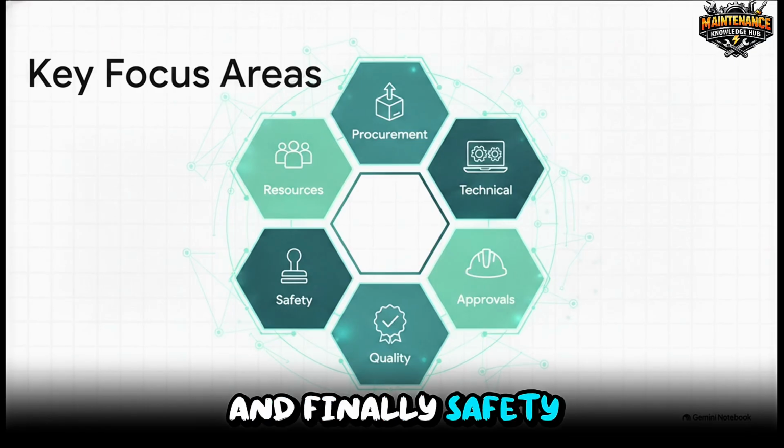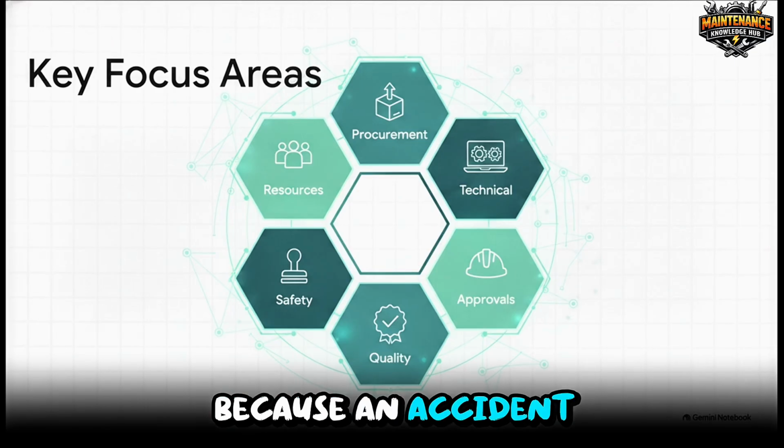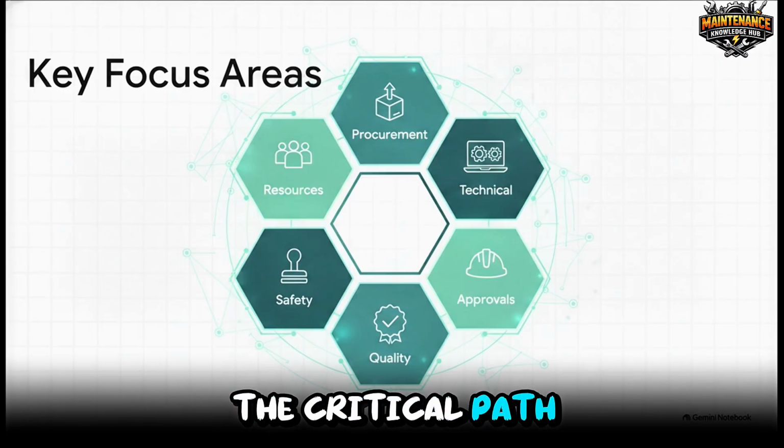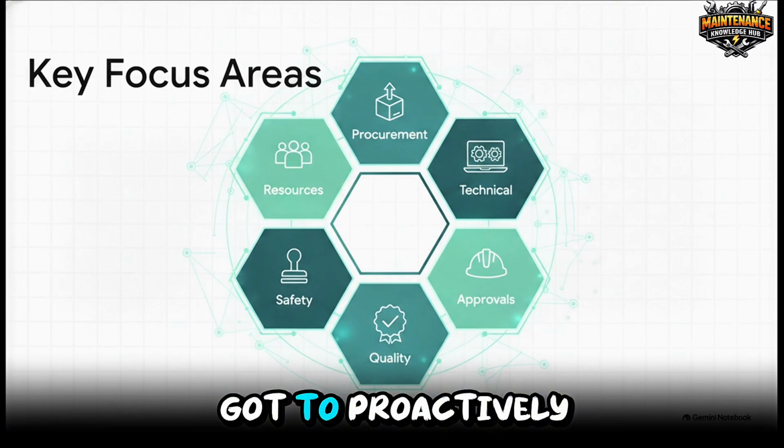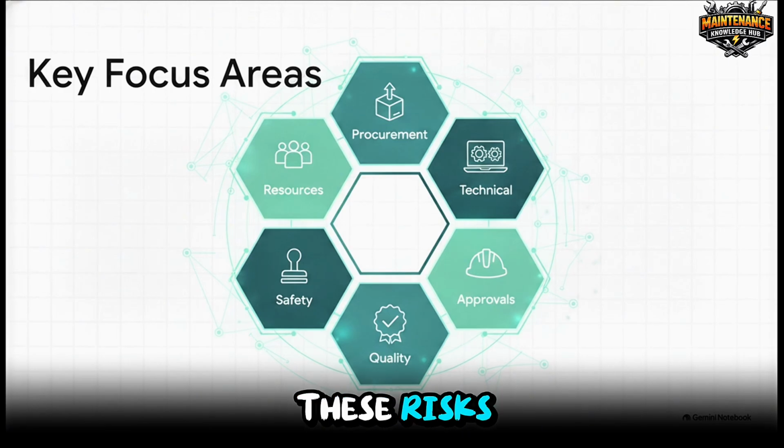And finally, safety and quality. Why? Because an accident or a failed quality inspection on the critical path stops the entire project dead in its tracks while you rework it. You have got to proactively manage all 6 of these risks.